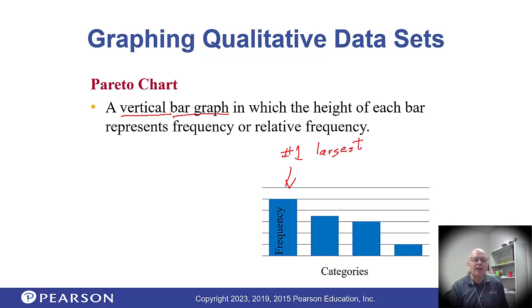And each other category comes in order of its degree of frequency, from highest to lowest, high to low. That's a Pareto chart. Where's my marker? There we go. That's the Pareto chart, and that's how you pronounce it.